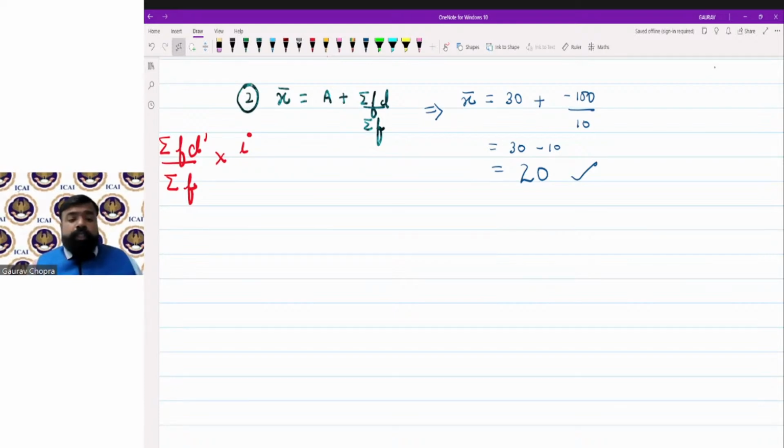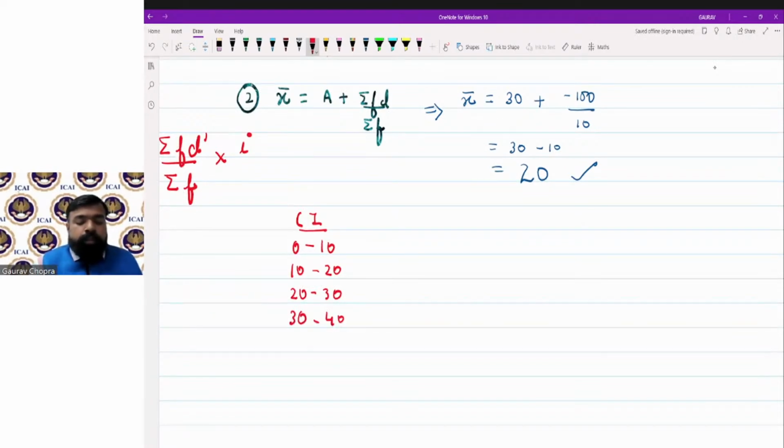Let's try continuous series. Question based on continuous series. So class interval is given 0 to 10, 10 to 20, 20 to 30, 30 to 40. And then frequency is given 40, 30, 20, and 10. Now, the first step is what?